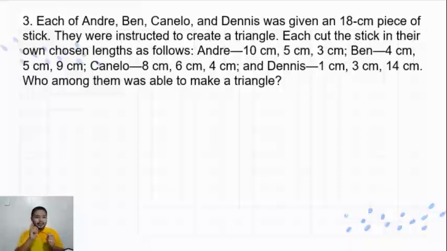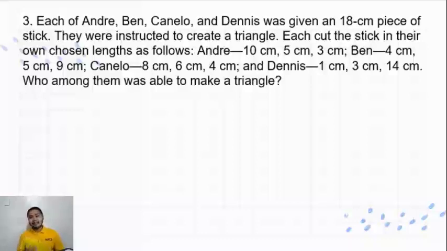So, yung sa sukat ng pagputol nila, silang bahala doon. So, ito yung parang naging sukat ng tatlong sticks nila. So, si Andre, 10 cm, 5 cm, at saka 3 cm. Tapos si Ben naman, 4 cm, 5 cm, and 9 cm. Si Canelo, 8 cm, 6 cm, and 4 cm. Tapos si Dennis naman, 1 cm, 3 cm, and 14 cm. Who among them was able to make a triangle? So, sino sa apat? Okay, yung nakagawa ng triangle.